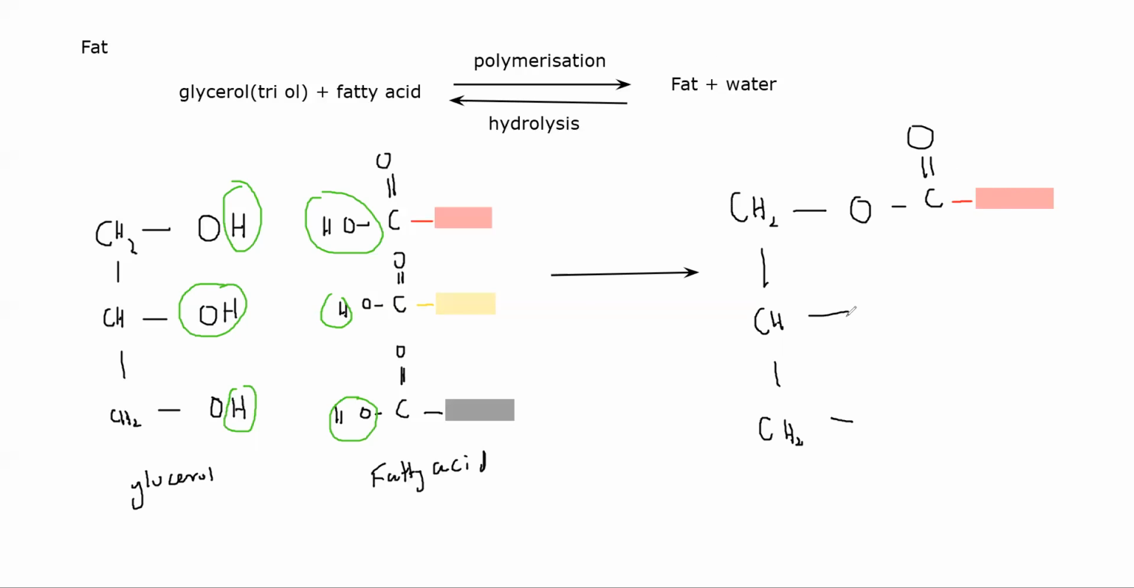Same way, this H and OH is being removed. So we are left with O, C double bonded with O, and this carbon chain is there in a yellow shade. And the last one as well. So C double bond, OH and H is being removed. So there's O, then C double bonded with O, and there's a carbon chain in a gray shade.